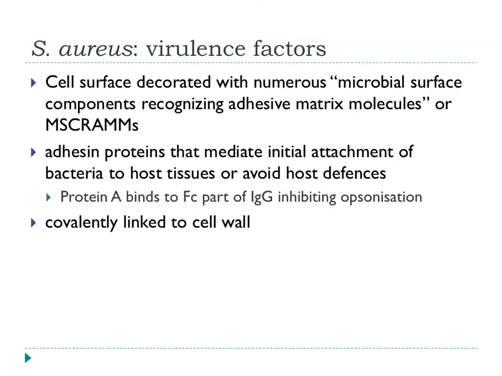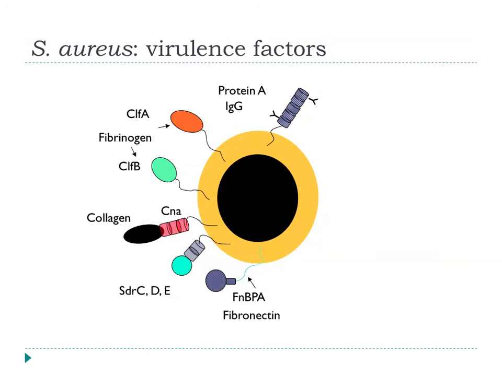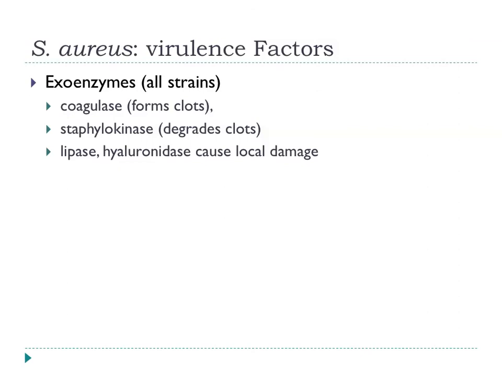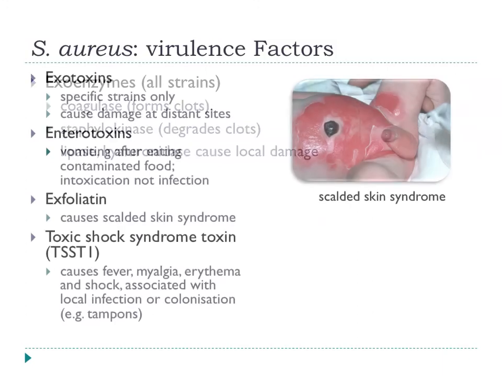Well, it's got a cell surface decorated with numerous things called microbial surface components recognizing adhesive matrix molecules, MSCRAMMs. And these are basically proteins sticking out from the surface of the bacterium. They have various things they bind to, which you can see listed here. Protein A binds to immunoglobulins, some of them bind fibrinogen, some to collagen and so forth, and mainly matrix proteins. You've got exoenzymes, like coagulase, which forms clots. You've got another thing called staphylokinase, which degrades clots. All of these are causing damage in the tissues.